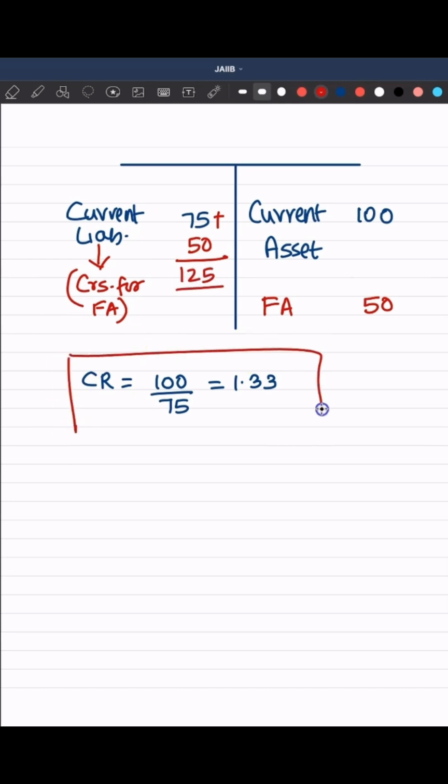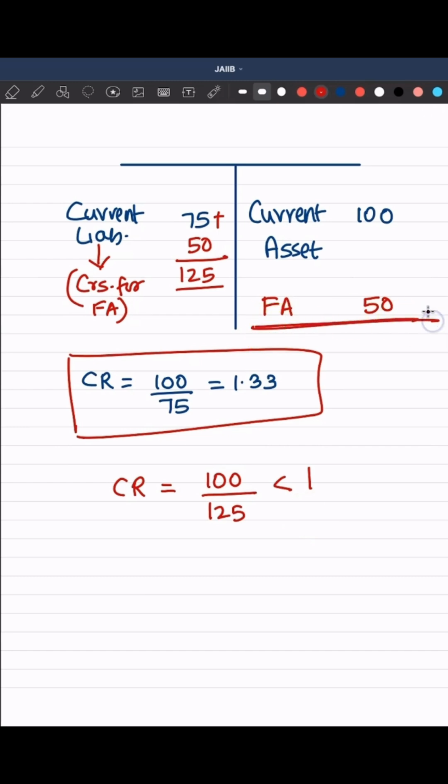So this was the original current ratio. Now if you calculate the revised current ratio, it is going to be 100 divided by 125, and here also the ratio is going to be less than 1. And here why the ratio has dropped? Here the ratio has dropped because a fixed asset has been acquired without bringing in sufficient long-term funds. Look, the obligation is creditors for machinery and that is short-term in nature, which has resulted in increase of current liability and drop in current ratio.